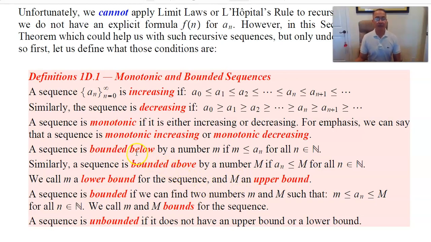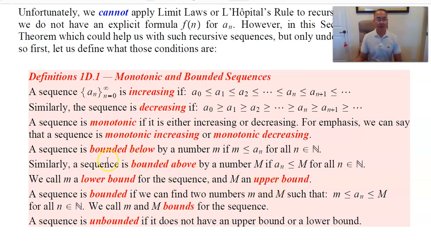Part two, a sequence is bounded below by a number lowercase m if m is less than or equal to a sub n for all natural numbers n. In other words, all the terms are greater than or equal to this lower bound, okay? So m is called a lower bound for the sequence. Similarly, a sequence is bounded above by a number capital M if all the terms a sub n are less than or equal to capital M, for all natural numbers n. So this time, capital M is called an upper bound.